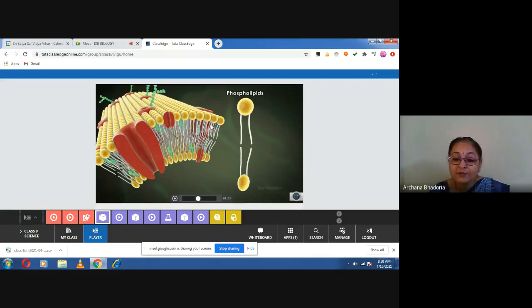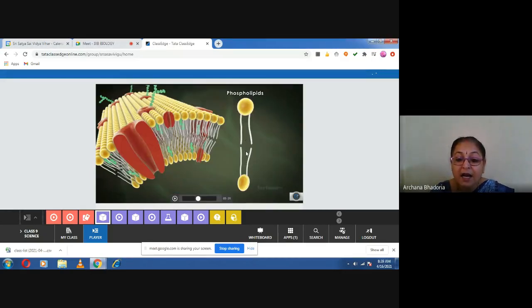Why you are calling it as phospholipids, children? Because with these lipid molecules the phosphate is attached, so you call it as phospholipids. Okay, and what is the structure of the phospholipid molecule? This diagram is showing you. It is having the head. This spherical yellow colored is the head, and these are the two tails. We call it as tail. Is it clear?